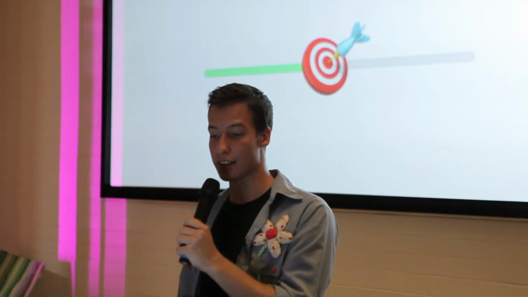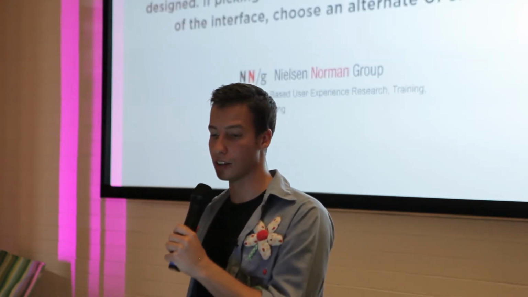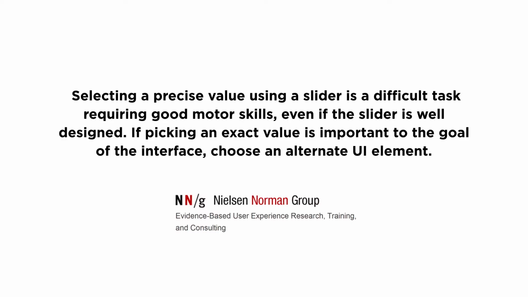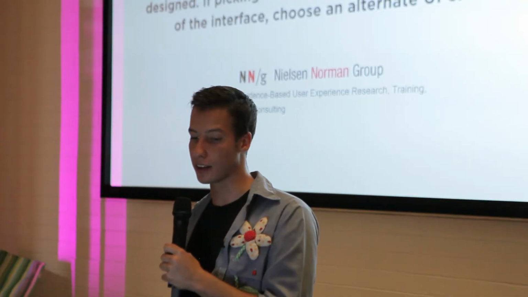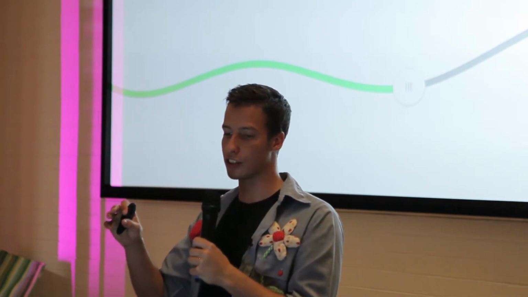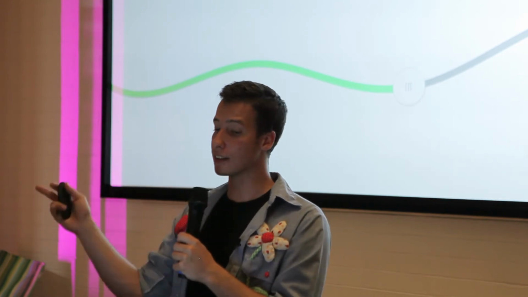And the final thing to note is that sliders are inefficient in registering precise values. So NN Group do a really nice analysis of this. They conclude that selecting a precise value using the slider is a difficult task requiring good motor skills, even if the slider is well designed. And that is because sliders are subject to this thing called steering law, which says that the time required to navigate or steer through a tunnel increases as the length and narrowness of the tunnel increases.